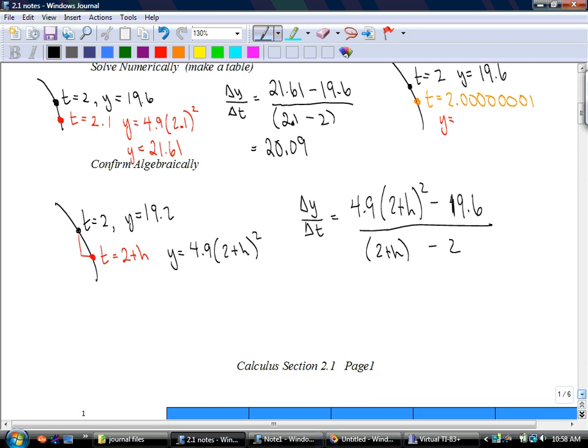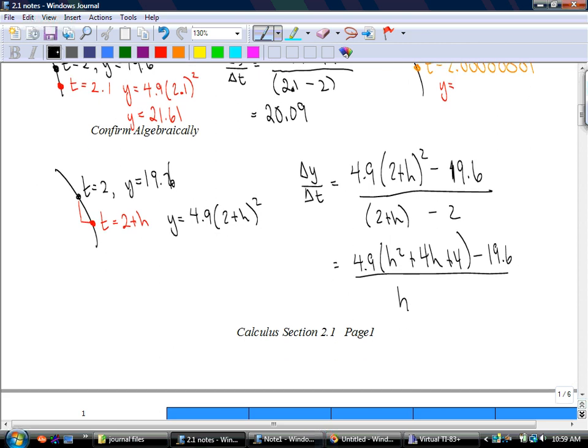Clean that up. What can you do? Come on, folks. 4.9 times 2 plus h all squared is? Somebody say it. What's the denominator? 2 plus h minus 2, just h. Okay, clean up the numerator some more. Well, it's got to get messier before it starts cleaning up.